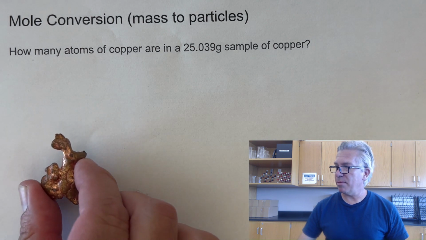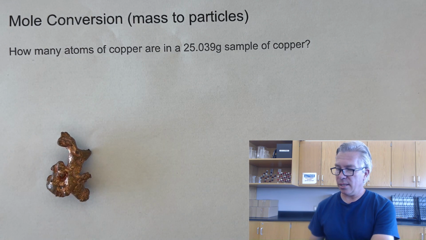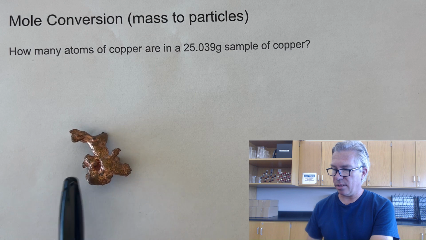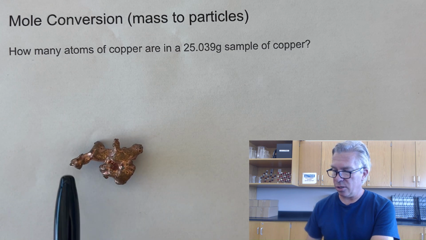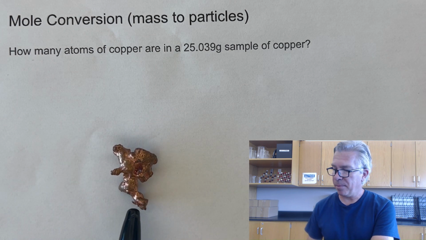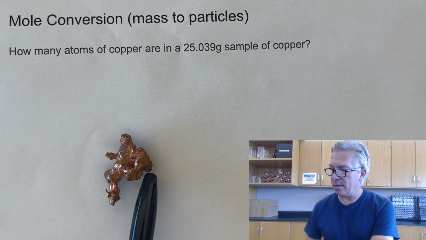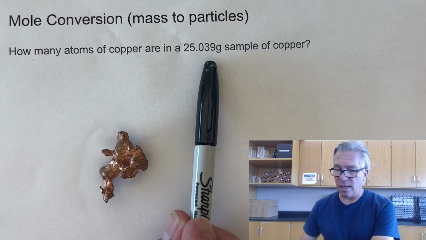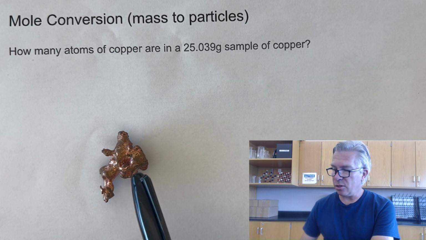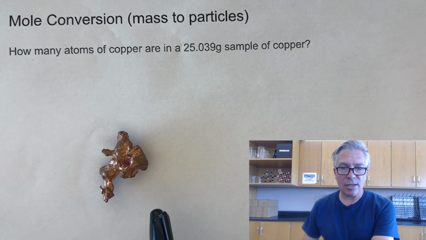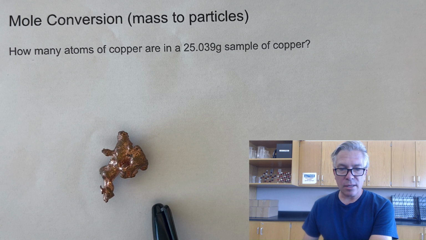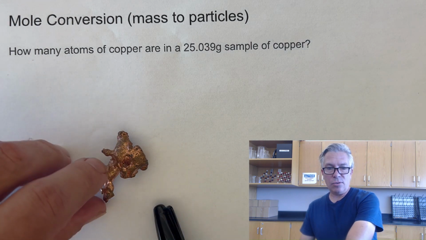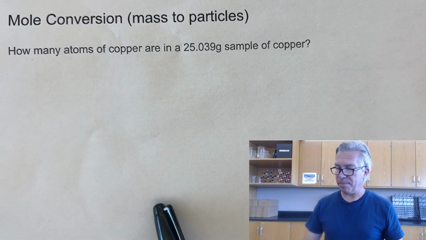I actually have a sample of copper here, and you can see that it has the coppery color. It's kind of a knobby, weird, irregularly shaped nugget. I put it on the balance, and I found out that it weighs 25.039 grams, and that's copper. So, what if I was interested in how many atoms of copper were actually in this thing? Luckily for us, we have a way to calculate that without much effort.